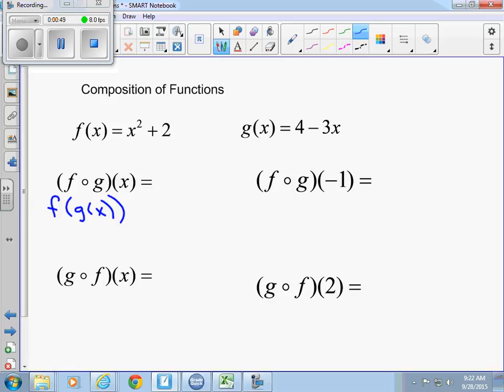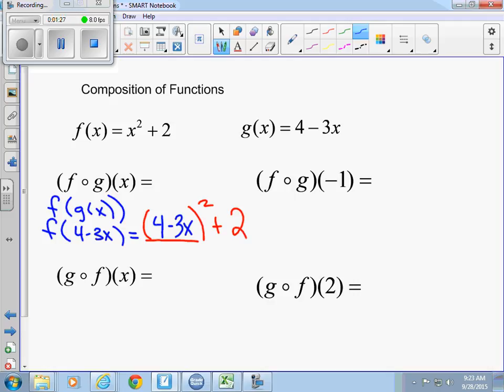Okay, and then I'm going to put g of x inside that parentheses. f of 4 minus 3x. Nothing so far should be any different than what we did on Thursday.